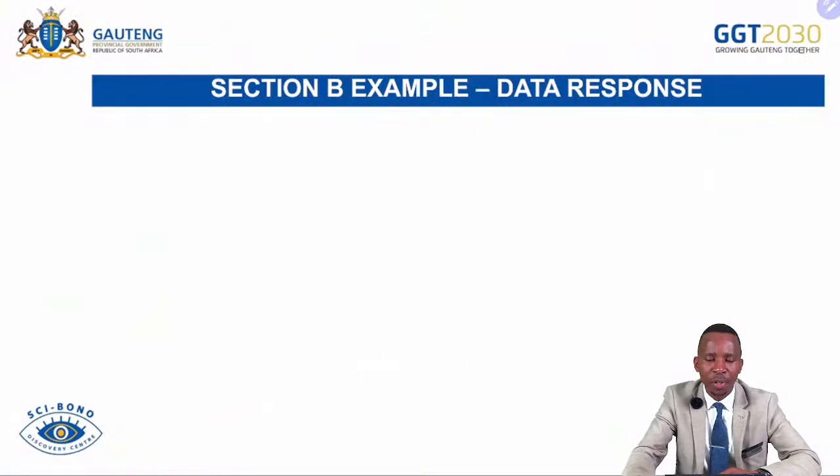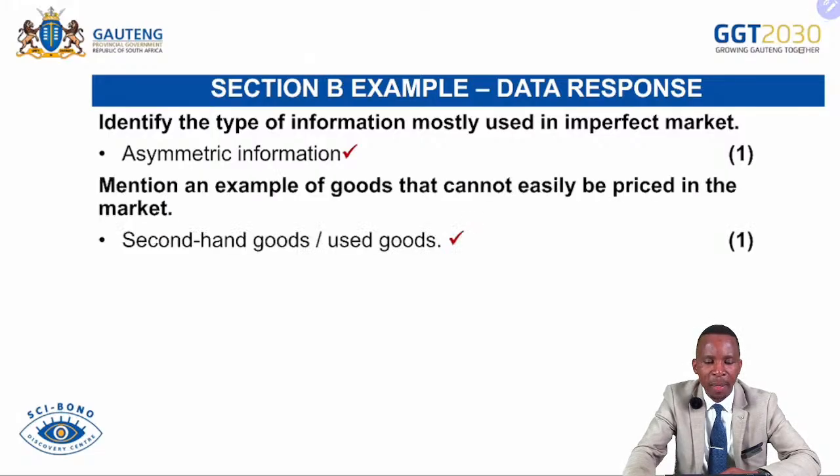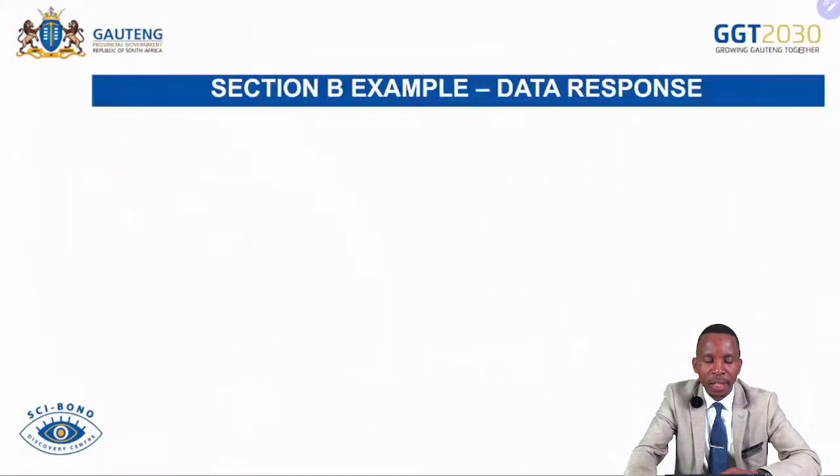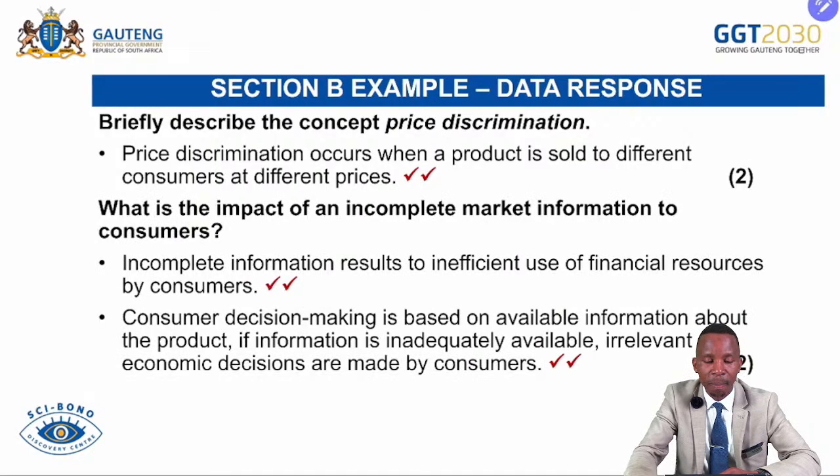Let's see possible responses for this data response. Identify the type of information. We talk about asymmetric information, 1 mark. Mention an example of goods that cannot easily be priced. We talk about second-hand goods or used goods. And then from there, the definition. Briefly describe the concept price discrimination. Price discrimination occurs when a product is sold to different consumers at different prices.